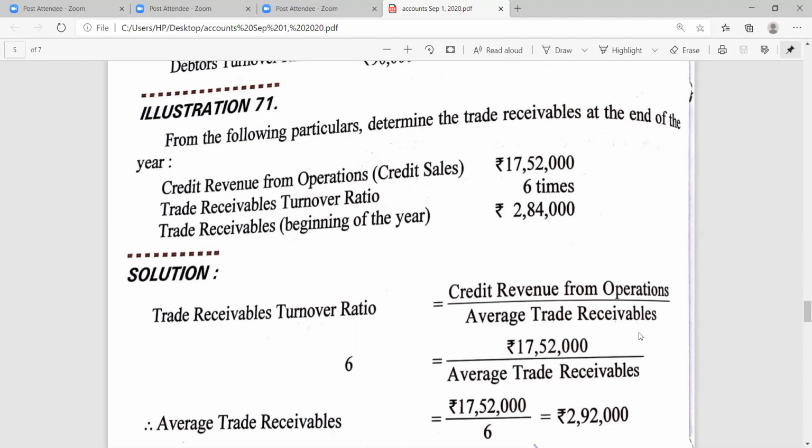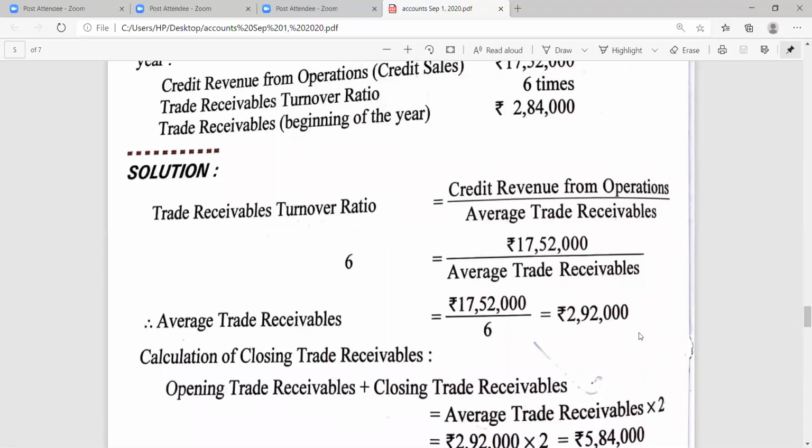Why do we have to calculate the average trade receivable? Mansi, why do we have to calculate the average trade receivable in this question? Because the trade receivable turnover is given to us. Very good. Because the trade receivable turnover ratio is given in this question, there is no need to calculate the turnover ratio over here. But it is given above the statement: determine the trade receivable at the end of the year. It means closing debtors, closing trade receivables are to be calculated. Very good. Keep on. Please proceed.